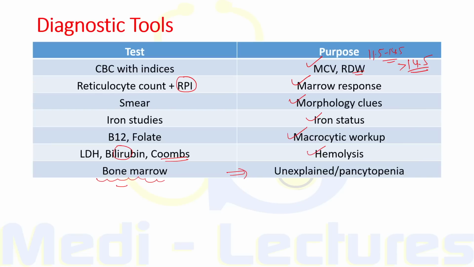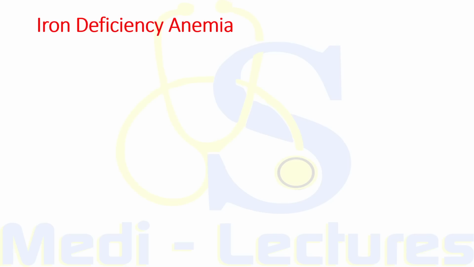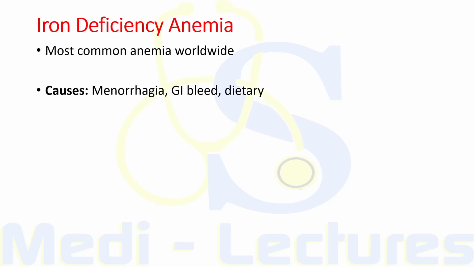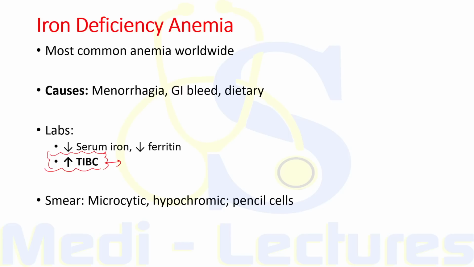Now let's discuss some common causes of anemia. So coming on to iron deficiency, it is the most common anemia worldwide. Causes include menorrhagia. In men, GI bleed, and dietary deficiency is very rare. When we consider labs, there will be decreased serum iron, decreased ferritin, but total iron binding capacity will be increased. This parameter will help us differentiate it from anemia of chronic disease. Smear will show microcytosis, hypochromic cells, and typical pencil cells.